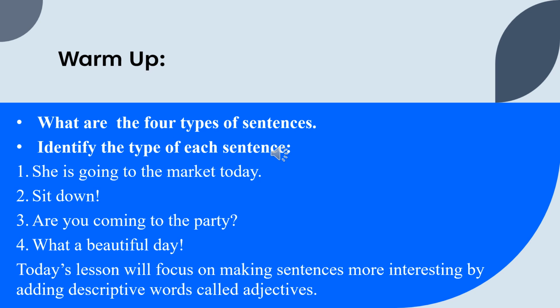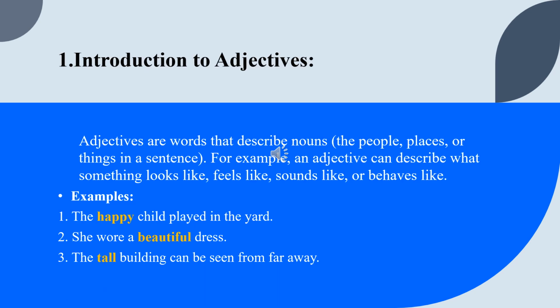So, today's lesson will focus on making sentences more interesting by adding descriptive words called adjectives. Let's know about adjectives. Adjectives are words that describe nouns like the people, places, or things in a sentence. For example, an adjective can describe what something looks like, feels like, sounds like, or behaves like.